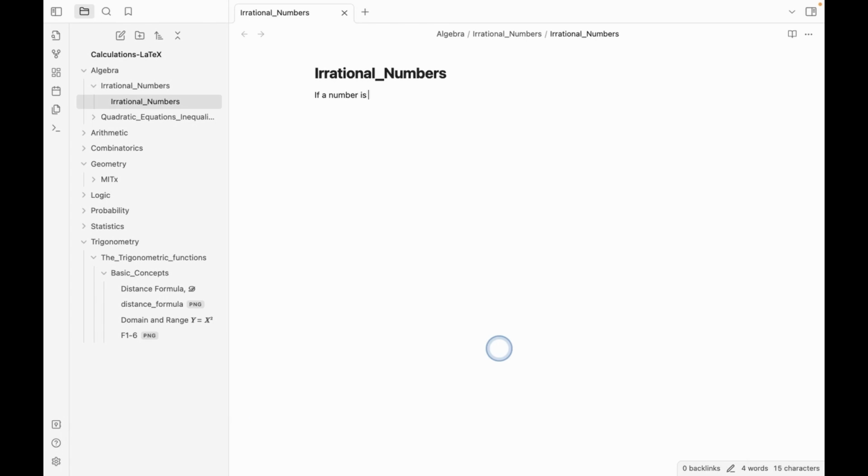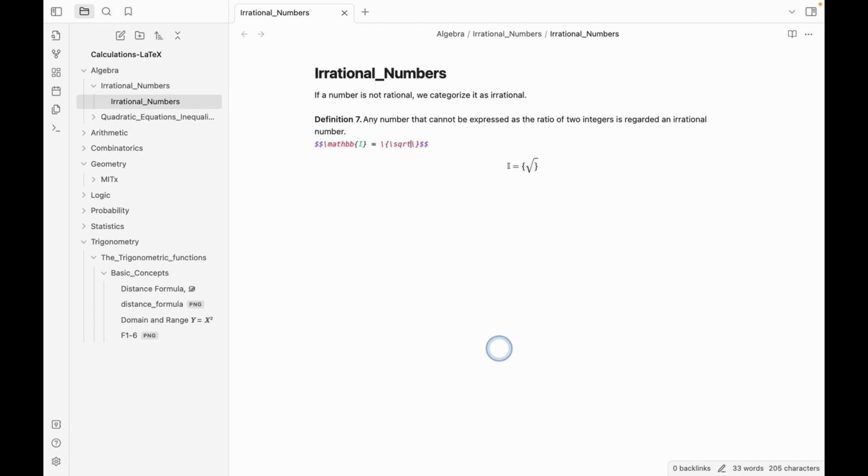All right, so let's review the irrational numbers. If a number is not rational, we categorize it as irrational. More explicitly, any number that cannot be expressed as the ratio of two integers is regarded as an irrational number. Examples of irrational numbers are the square root of 2, Euler's number, and pi. This is an unbounded set, so there are many, many more of these.